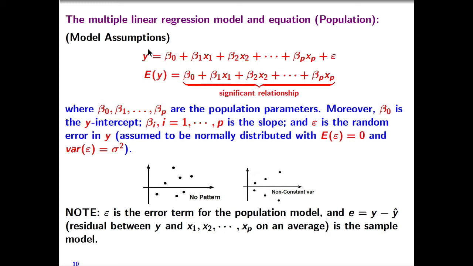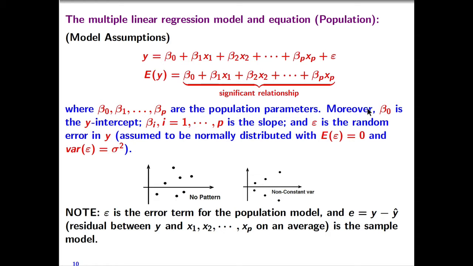The population model had the form y equal to beta 0 plus beta 1 x1 plus beta 2 x2 all the way to beta p xp plus epsilon. Now we take the expected value of y to get rid of this epsilon. In this case, the equation will be expected value of y equal to beta 0 plus beta 1 x1 plus beta 2 x2 plus all the way to beta p xp to establish a significant relationship between x1 all the way to xp and y, where beta 0, beta 1, all the way to beta p are the population parameters.